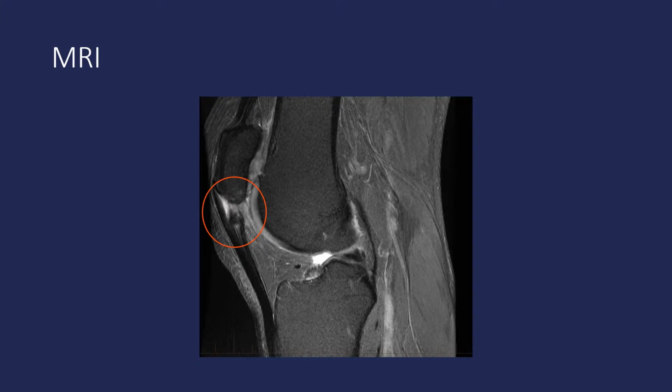This is a sagittal T2 image. What's nice about a T2 MRI is that any edema or bony pathology will show up as a white signal. Encircled is a partial thickness tear of the patellar tendon just off the inferior pole of the patella.